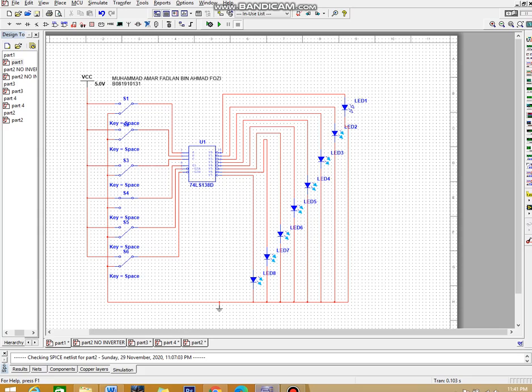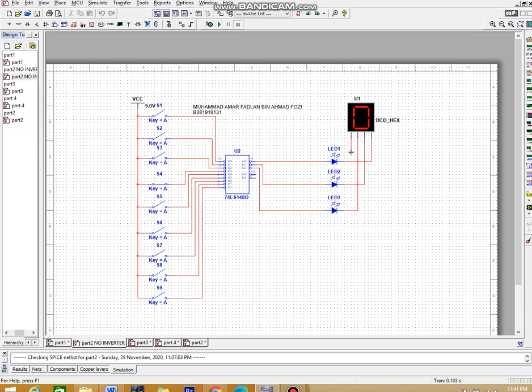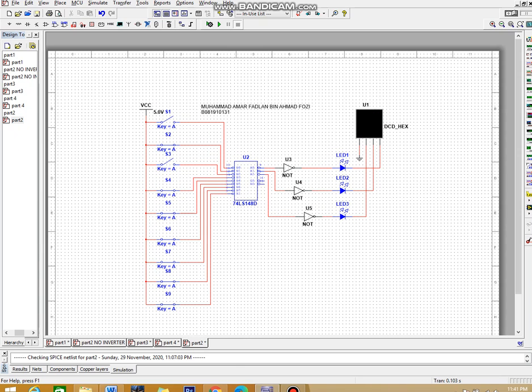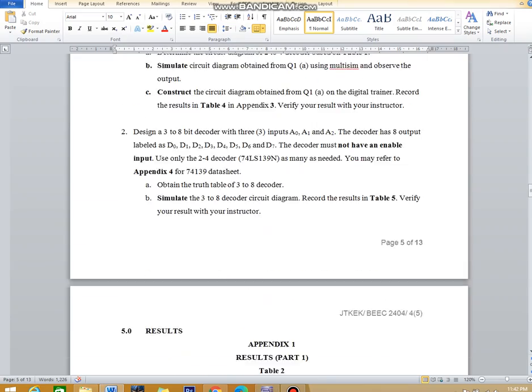I also have constructed the circuit and done the simulation here for part 2, with no inverter or NOT gate, and here we have to put a NOT gate in order to invert the output. So the result I will show you in the report.